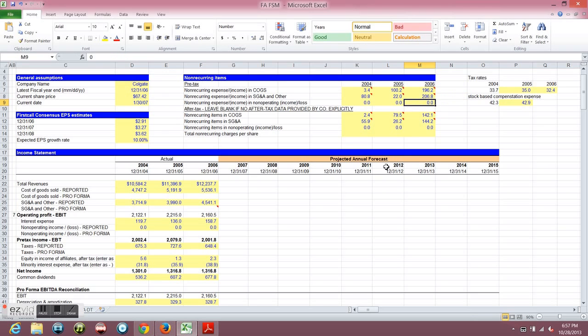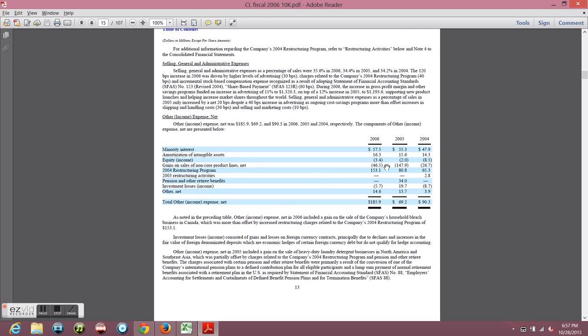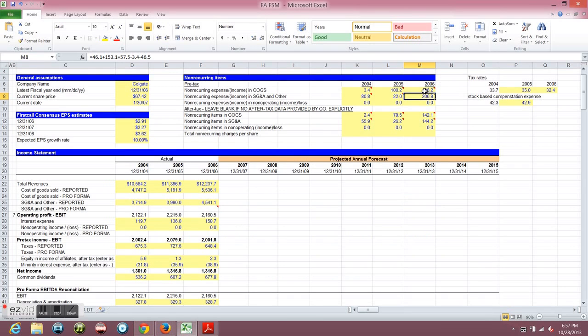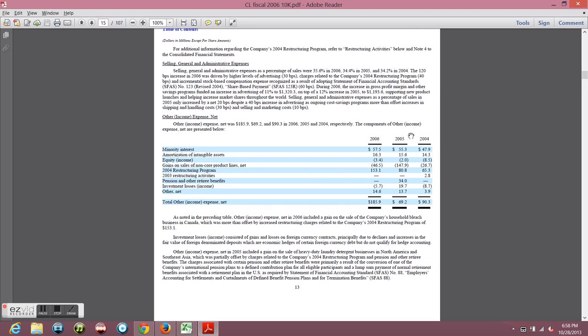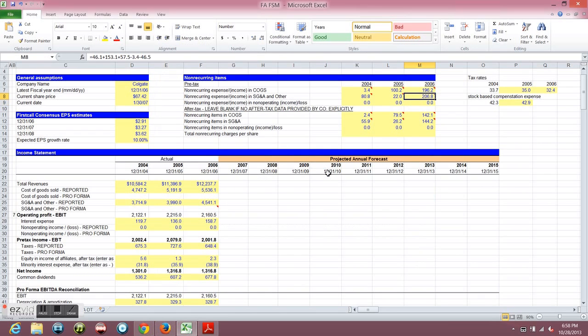What else we're going to do is the 2004 restructuring program, this is already in there. We already took it from the couple pages in front. If you don't believe me, you will see 153.1 is already listed in the pages that we were at. So we don't have to worry about that. No 2003 restructuring activities. Pension retirees, none. Investment losses, don't have to worry about that. Other net, we don't have to worry about that. So we're done with this portion.